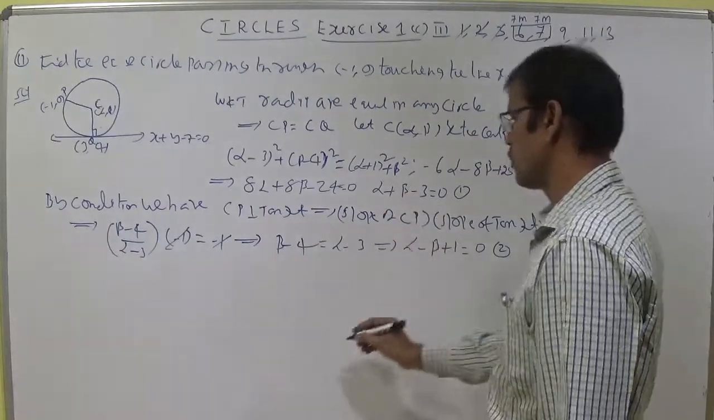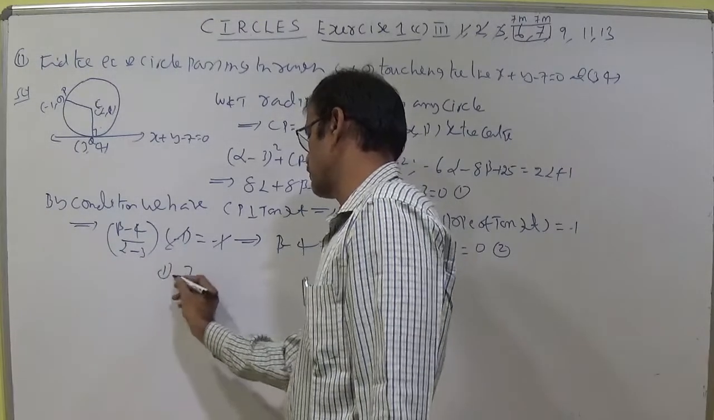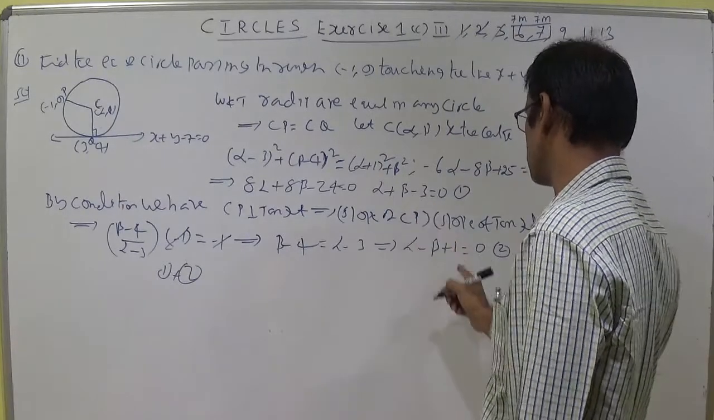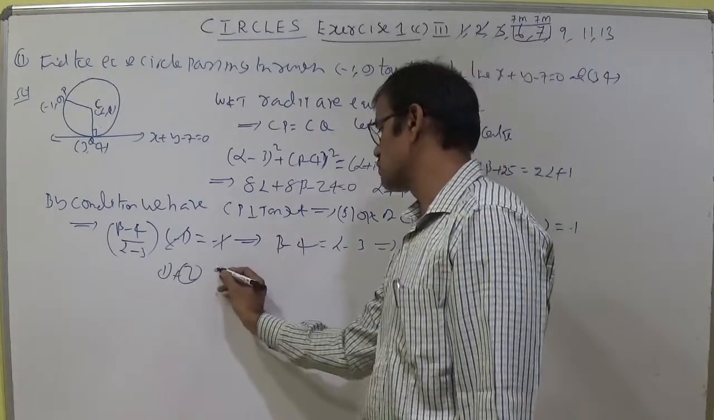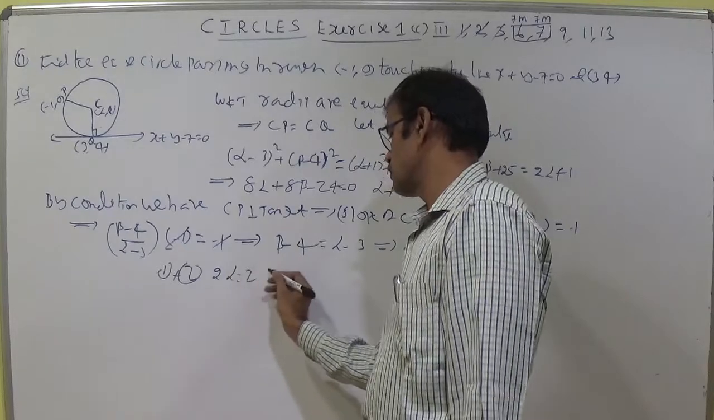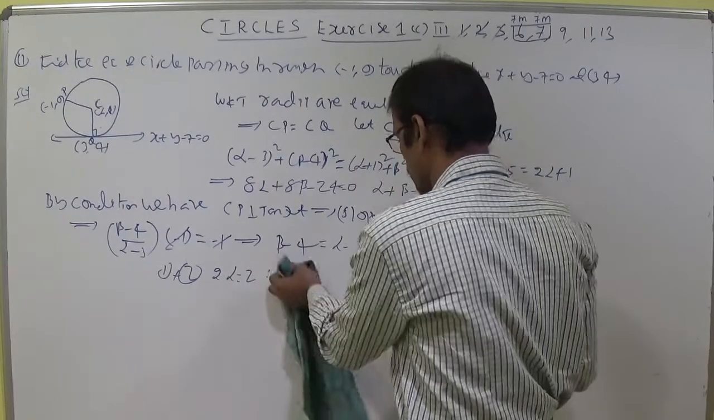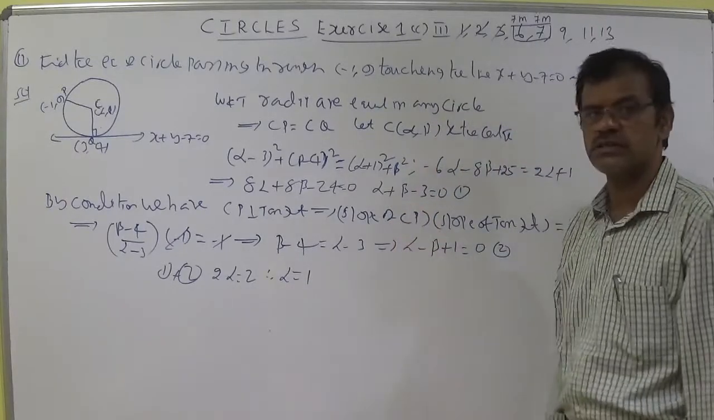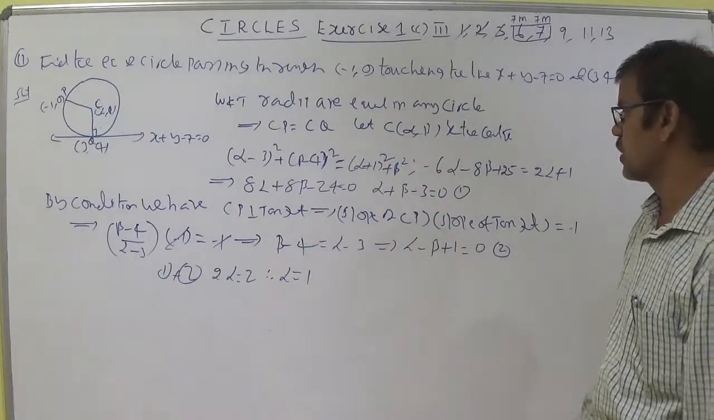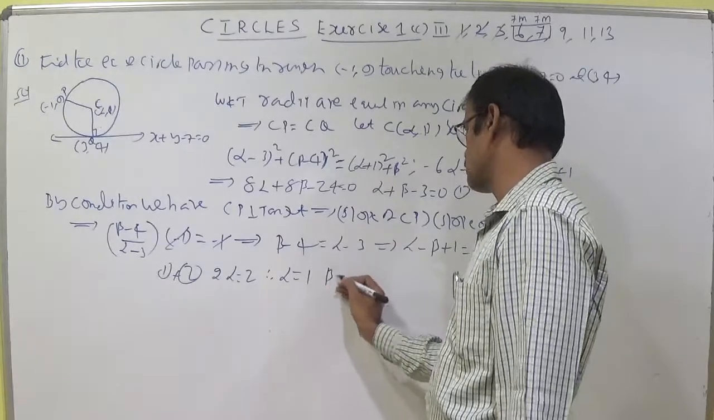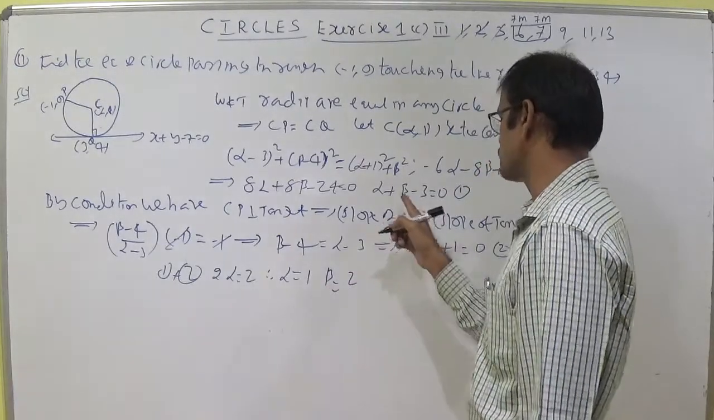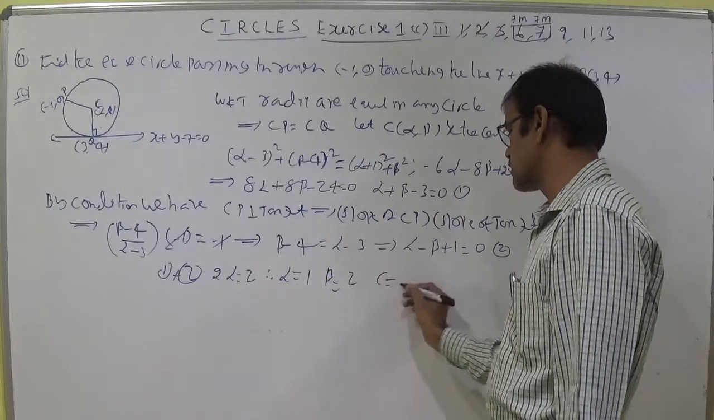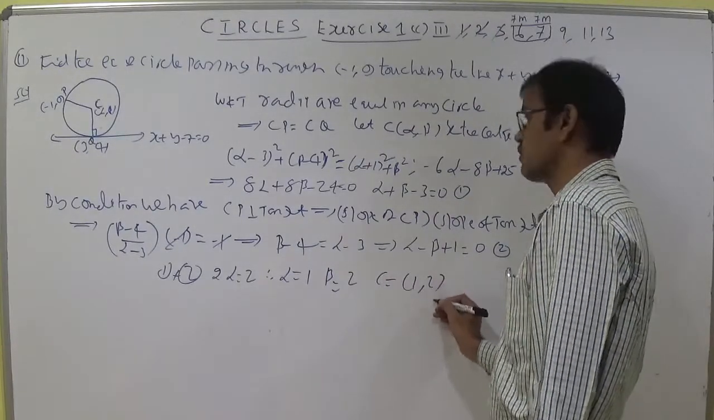So now I am writing 1 plus 2. 2 alpha, beta got cancelled, minus 3 plus 1 is equal to minus 2. So 2 alpha is equal to 2. Therefore, alpha is equal to 1. Substituting alpha is equal to 1 here: 1 plus beta minus 3 is equal to 0, so beta minus 2 is equal to 0. Beta is equal to 2. So center C is equal to (1, 2).